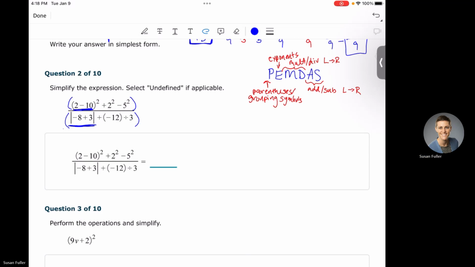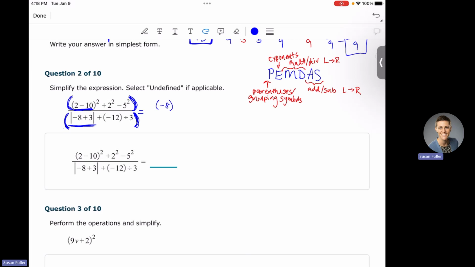Okay, so all that said, we've got big grouping symbols here, and then we'll have to do order of operations inside there. And we have a big set of grouping symbols down here, and we'll have to do order of operations inside there to simplify it. So let's just kind of start, and we'll do order of operations inside the top and inside the bottom. So if I start with parentheses or grouping symbols on the top, I have to do that 2 minus 10 in parentheses. 2 minus 10 is -8.